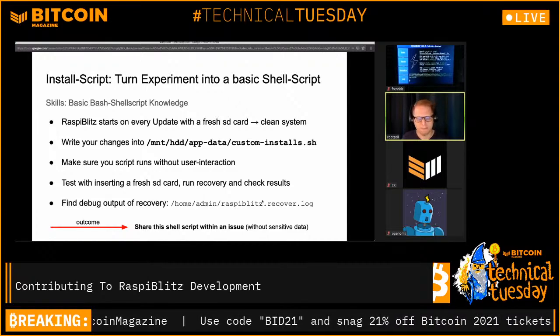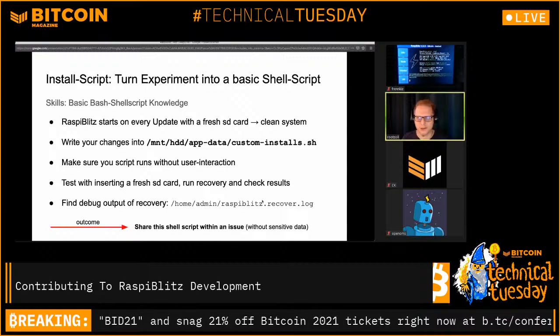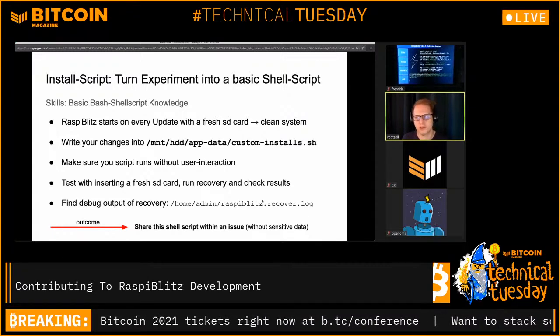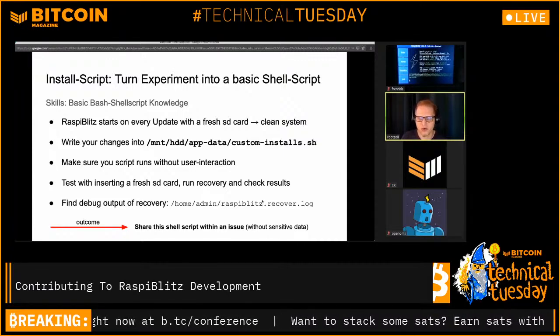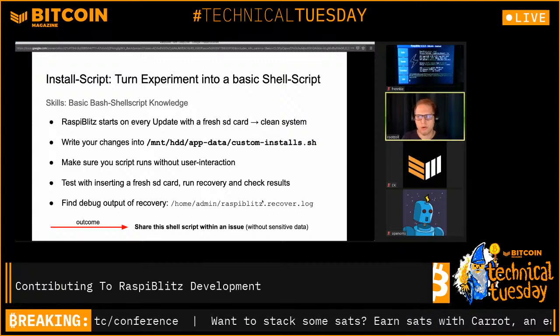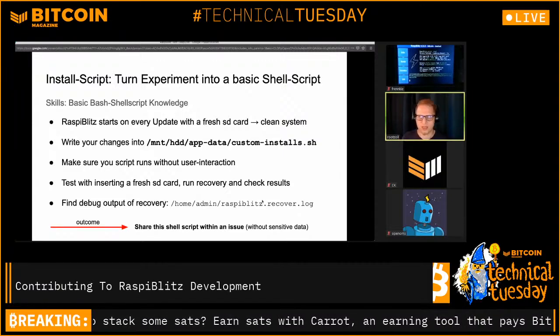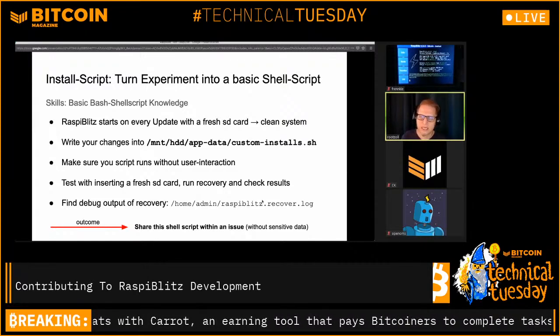Once you got it running, and this is the outcome of this level, so how you can finish this level of degree here, is to contribute this shell script back to the GitHub. You can just open an issue there and say, oh, now I got my experiment into a shell script. Look here, maybe somebody can help me now get to the next level.